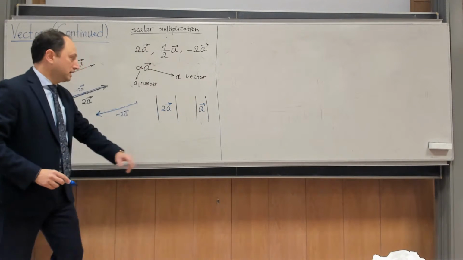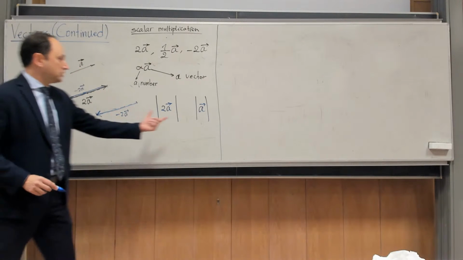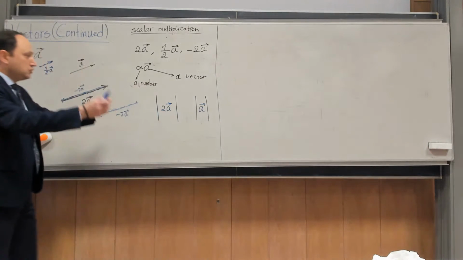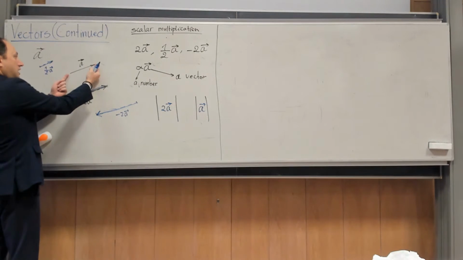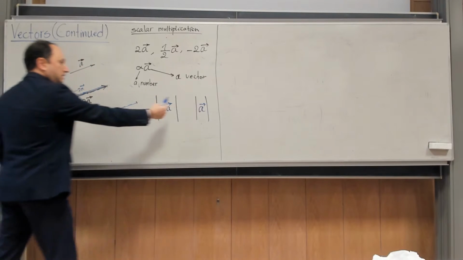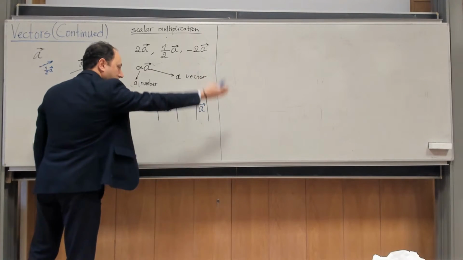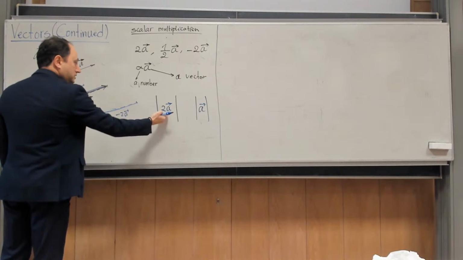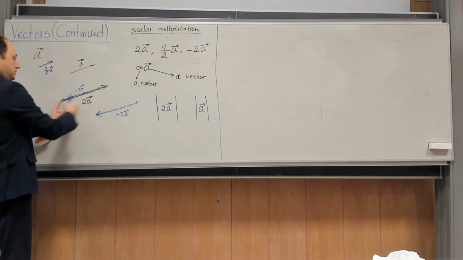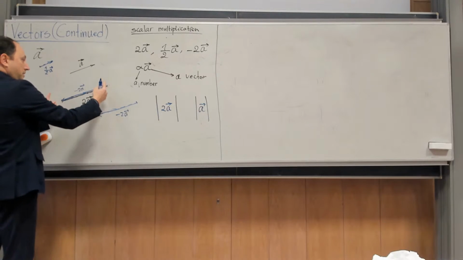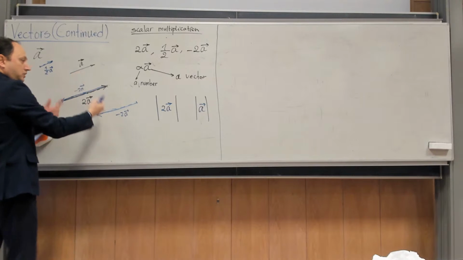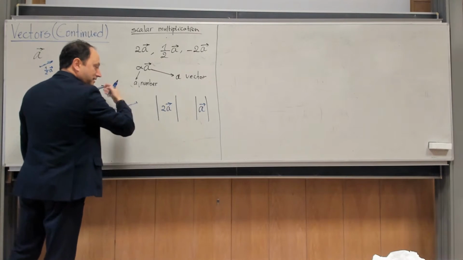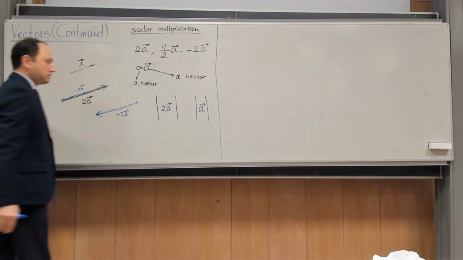Let me just tell you. If you want to show something in the picture, this means you take your ruler, you measure the size of this, and you get a number. This notation represents that number. If I ask you what this is, it means that you go to your vector 2a, you take your ruler, you measure this one, and that number is what is represented by this symbol.